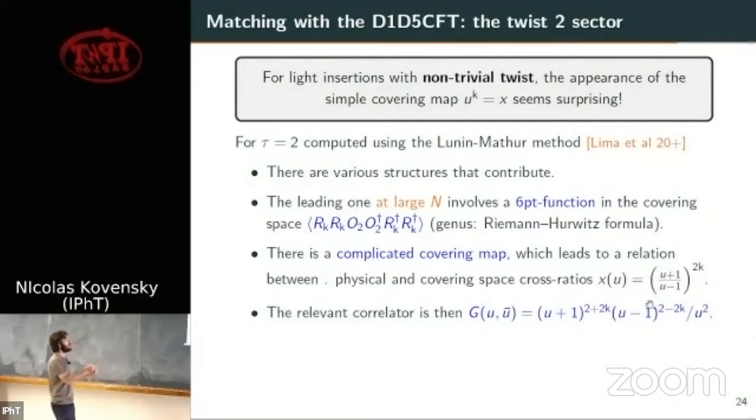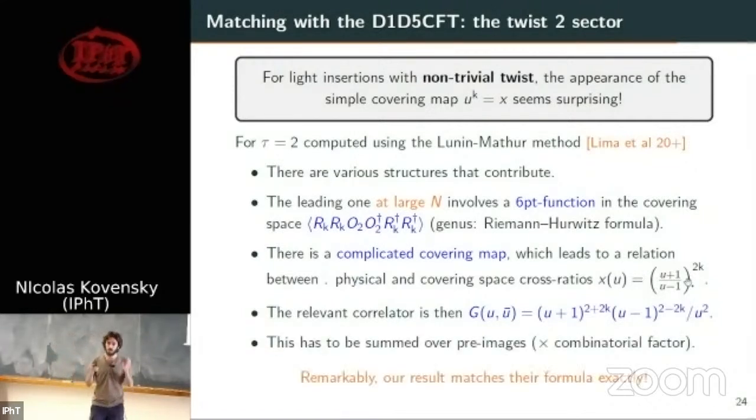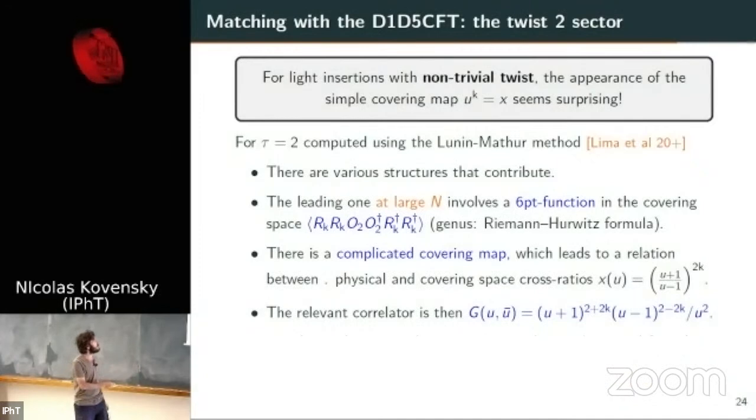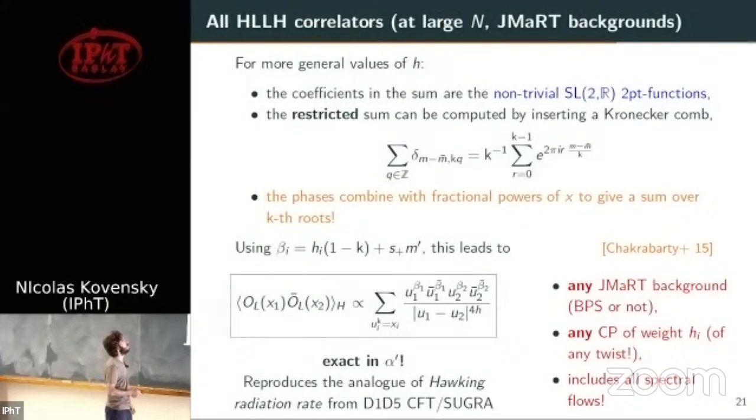And when you actually use these correlators and sum over all such pre-images, you get a result which matches our formula from the worksheet exactly. So this result looks exactly like what I was showing here, like this, when you look at the twist 2 operator. So even in the twist 2 sector, it seems to work.